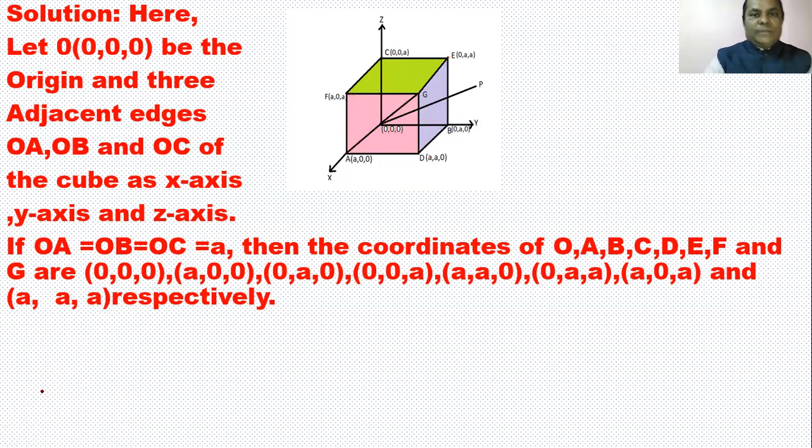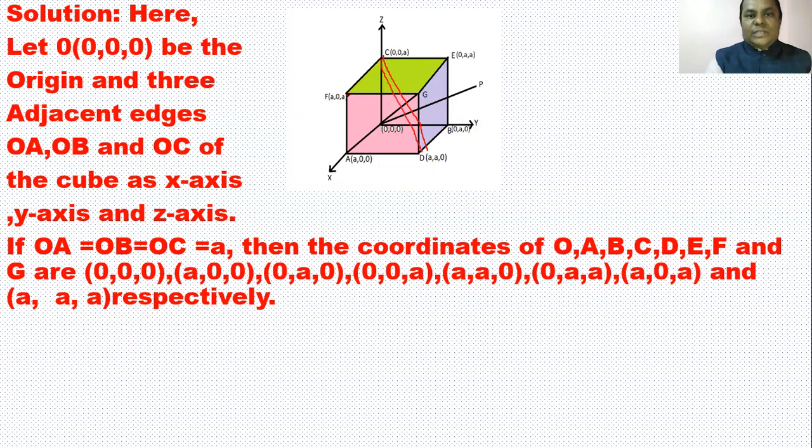Once more, I want to tell the diagonals. One diagonal is OG. The other diagonal is AE. Please don't write BC, because BC is on the same plane. So the other diagonal is CD.